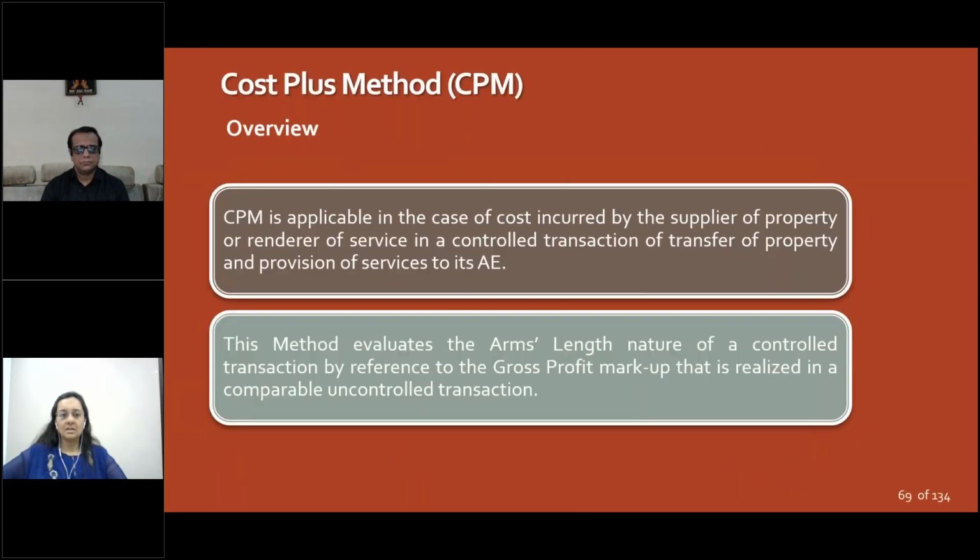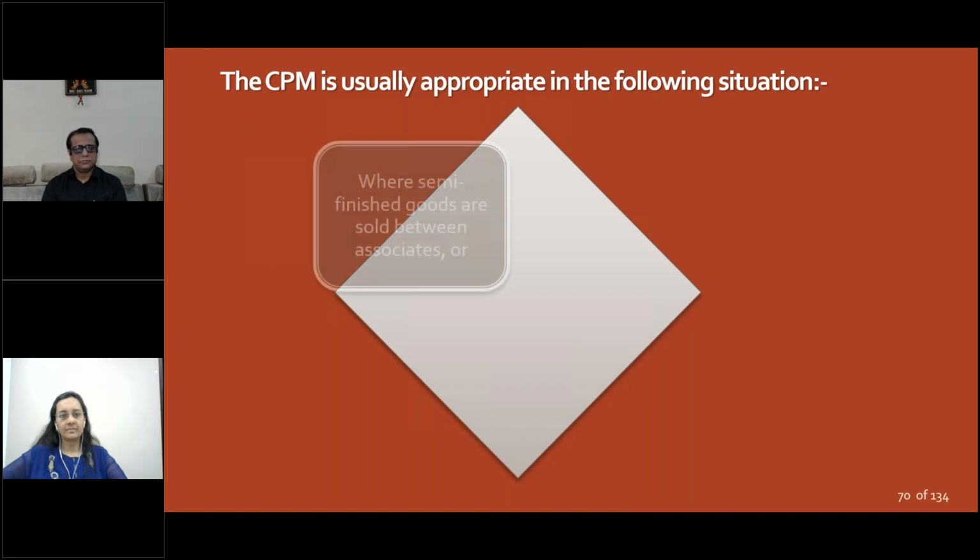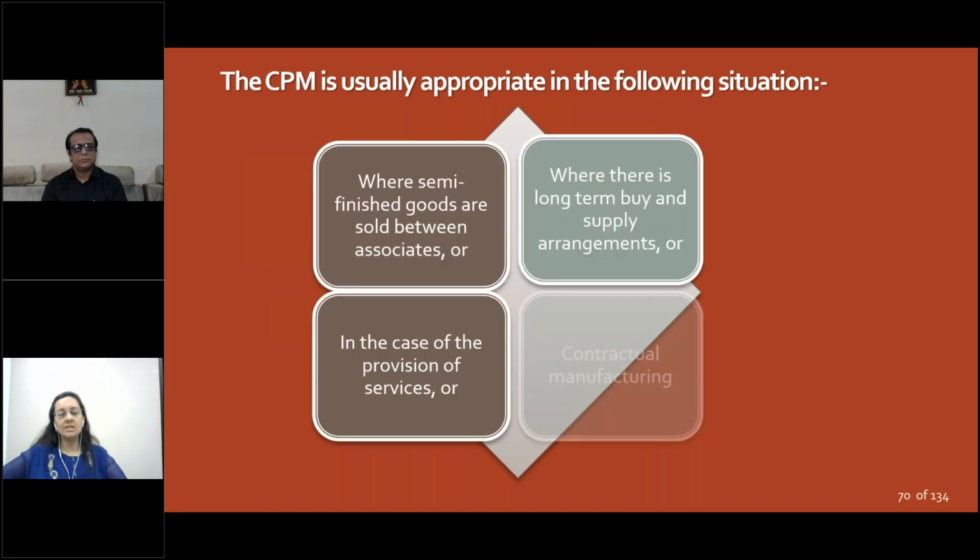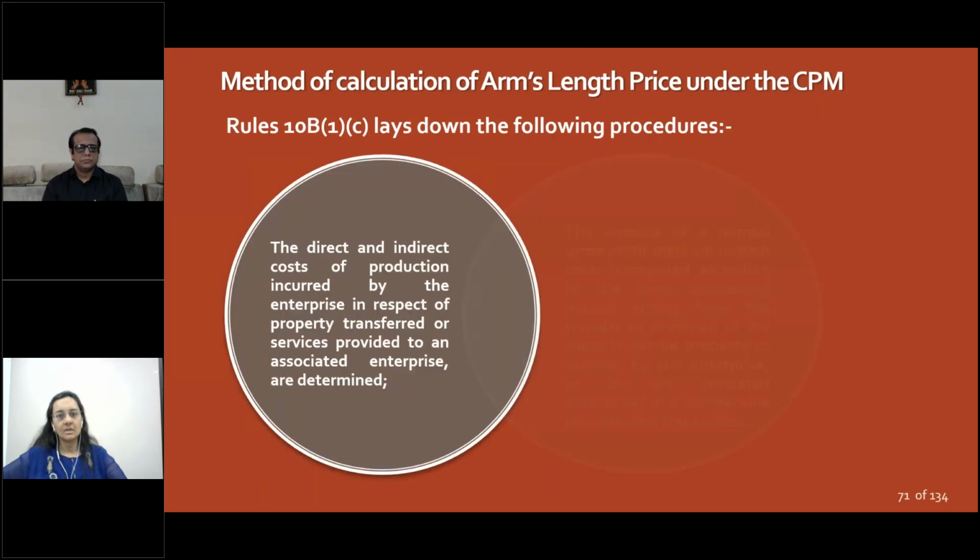Now cost plus. Again, in cost plus, I had explained that in the case where cost is incurred by the supplier of a property or a renderer of service, the cost is uncontrolled. You add to it the normal gross profit and you come to the controlled sale price. This is usually used in these 4 cases, where you have contract manufacturing, long-term buying and selling contracts, semi-finished goods, or where you're doing provision of services.